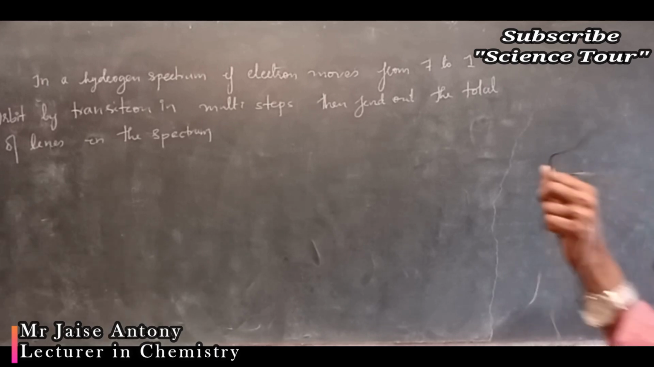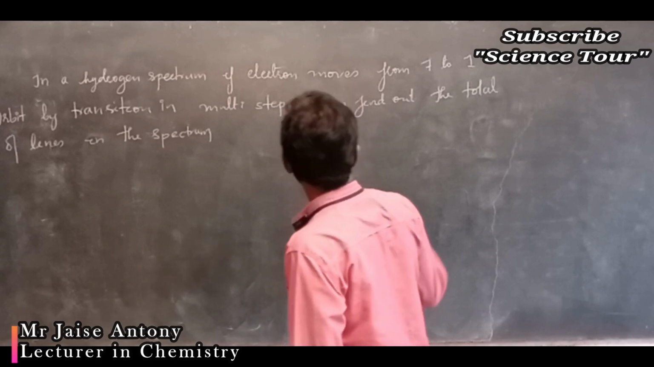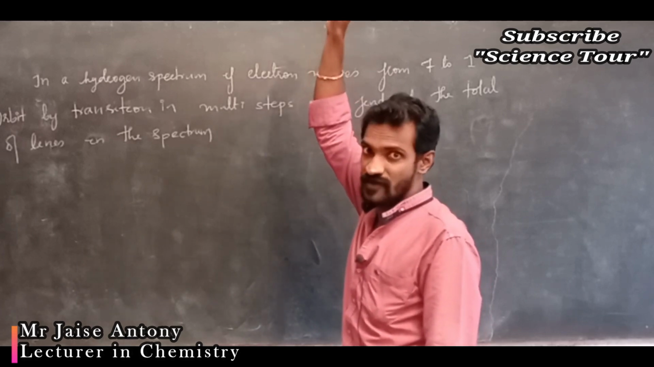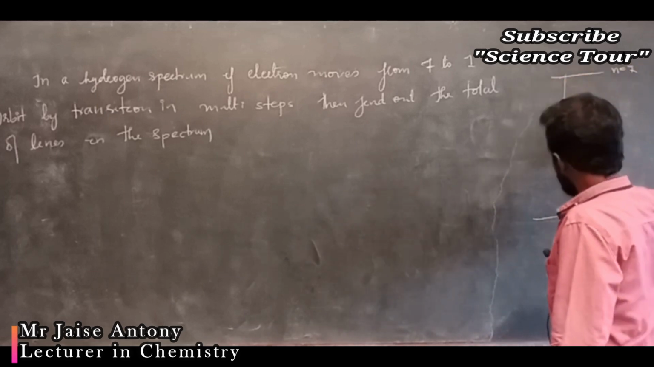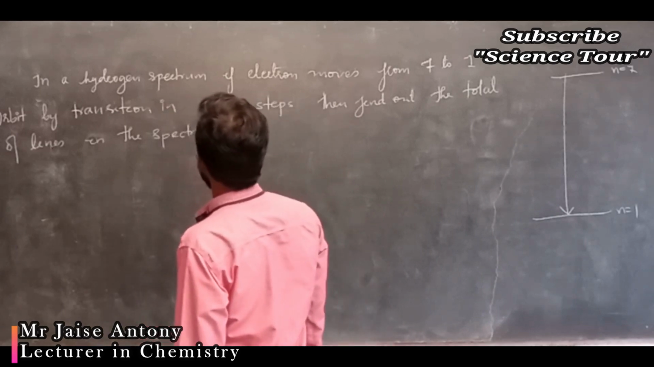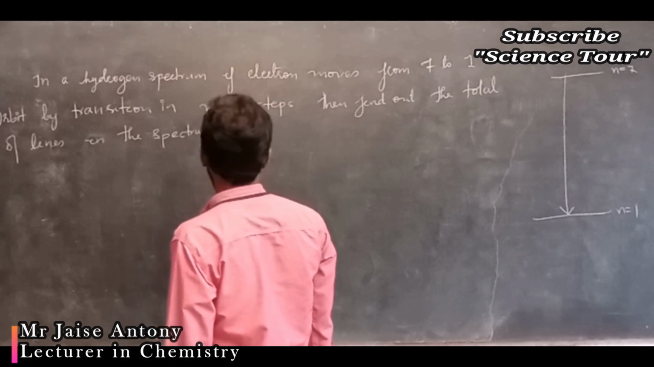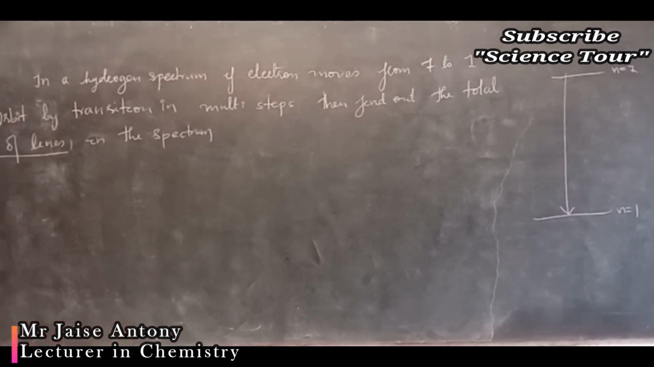My dear students, this is the question given. In a hydrogen spectrum, if an electron moves from n is equal to 7 to 1 orbit by transition in multiple steps, then find out the total number of lines in the spectrum. My dear students, to find the total number of lines in the spectrum, there is one formula, that is the total number of lines.